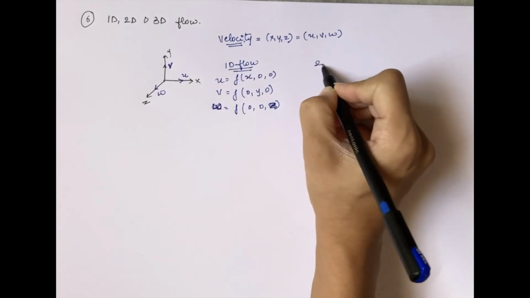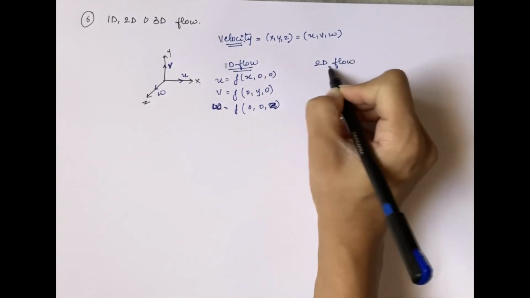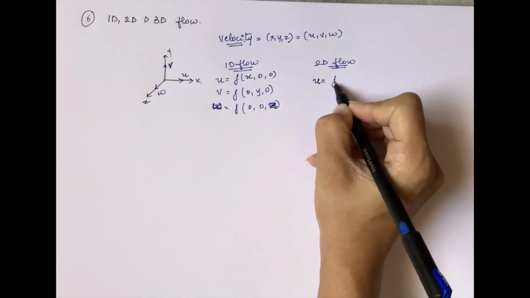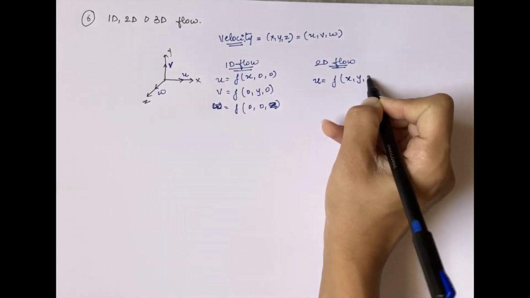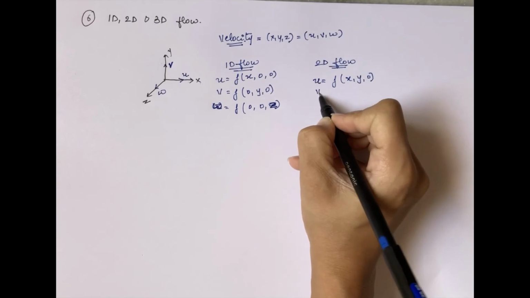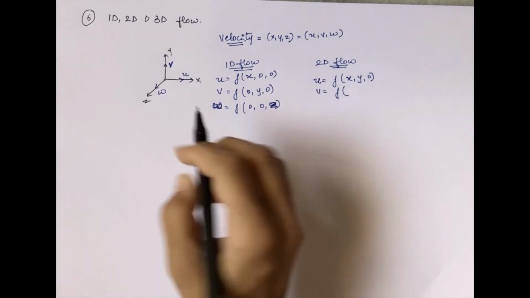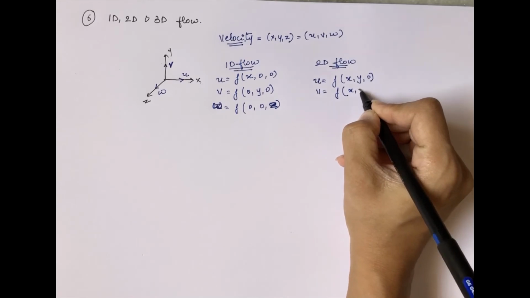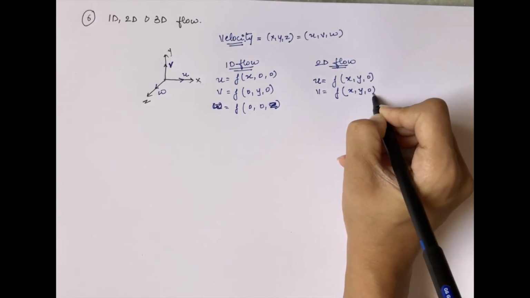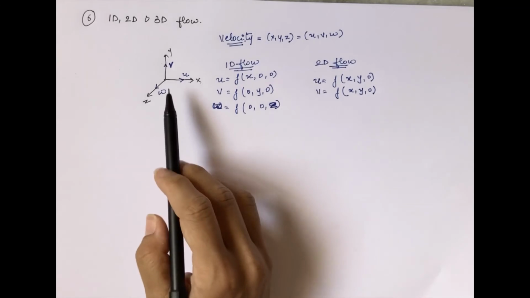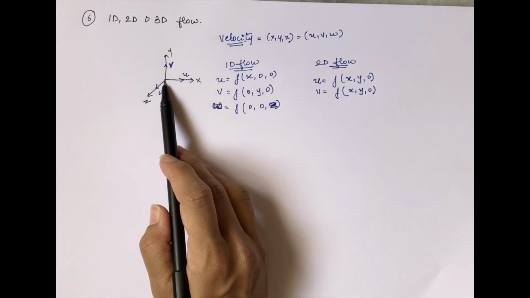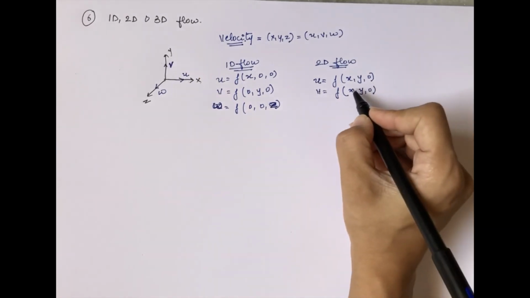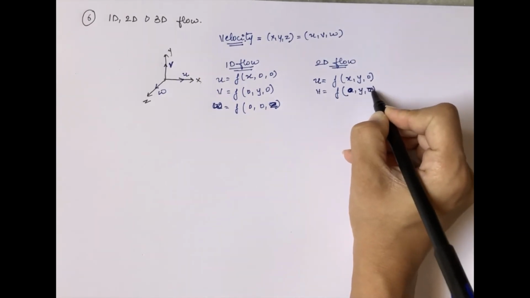And if the flow is taking place in two directions, then velocity component u will be a function of x and y both. Then v, suppose it is also flowing in the xy direction, it will also be a function of x and y, that is (x, y, 0). And similarly, if the flow is taking place in the y and z directions, v will be a function of y and z. So here it will be (0, y, z).